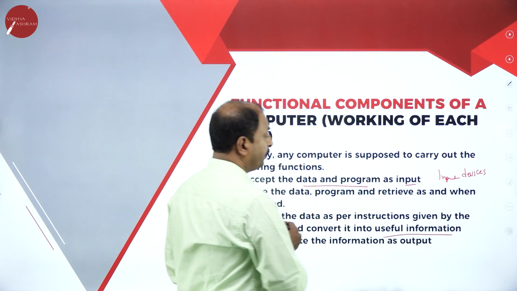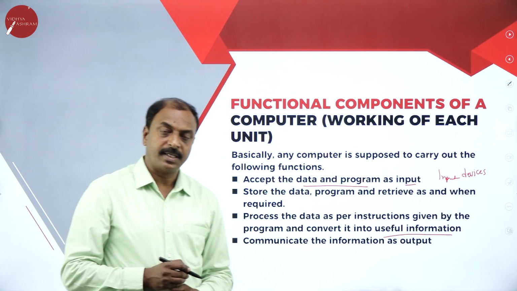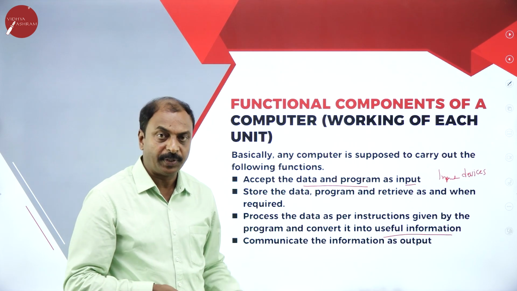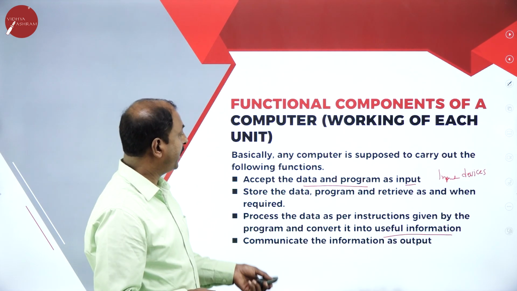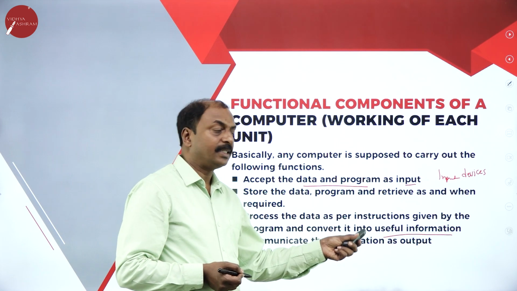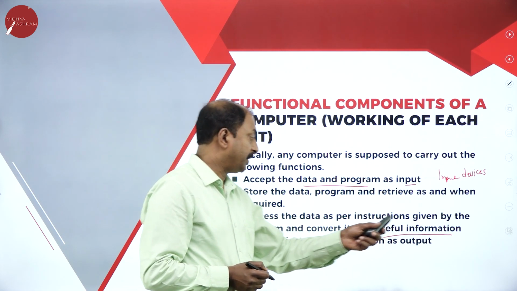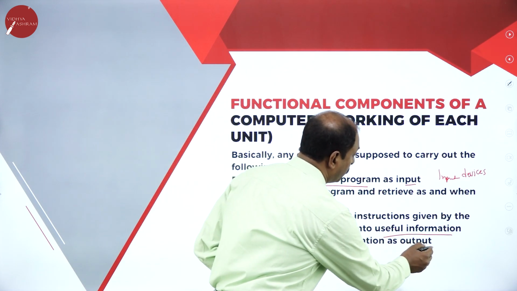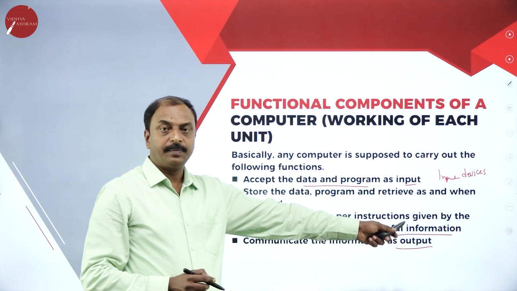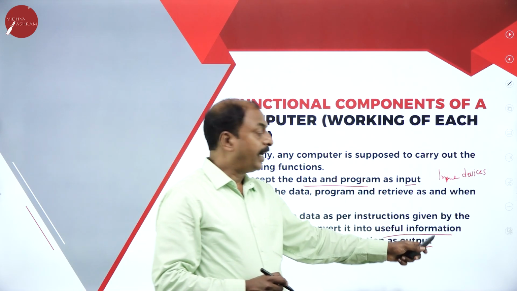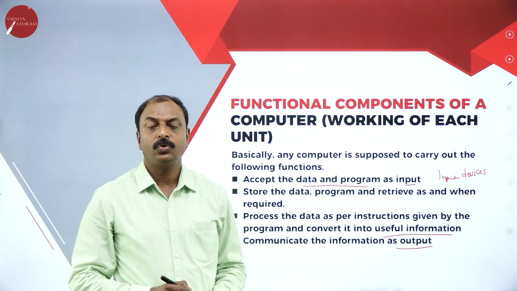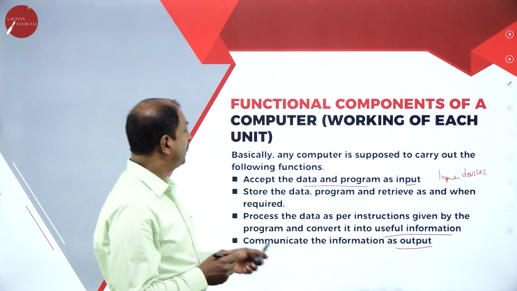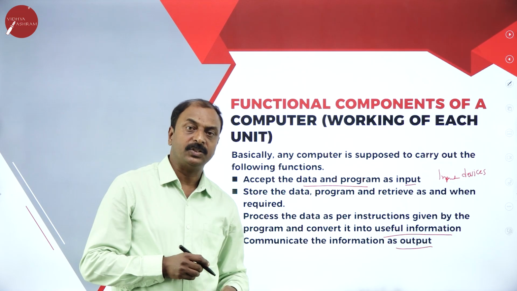So this is important. Once the data is given, the computer processes the data with the help of instructions given to it in the form of programs. Then it gives us the result, or useful information. Now it communicates the information as output. So the result is nothing but information, or output, and it goes to the user through output devices like monitor and printer. So this is how basically a computer functions.